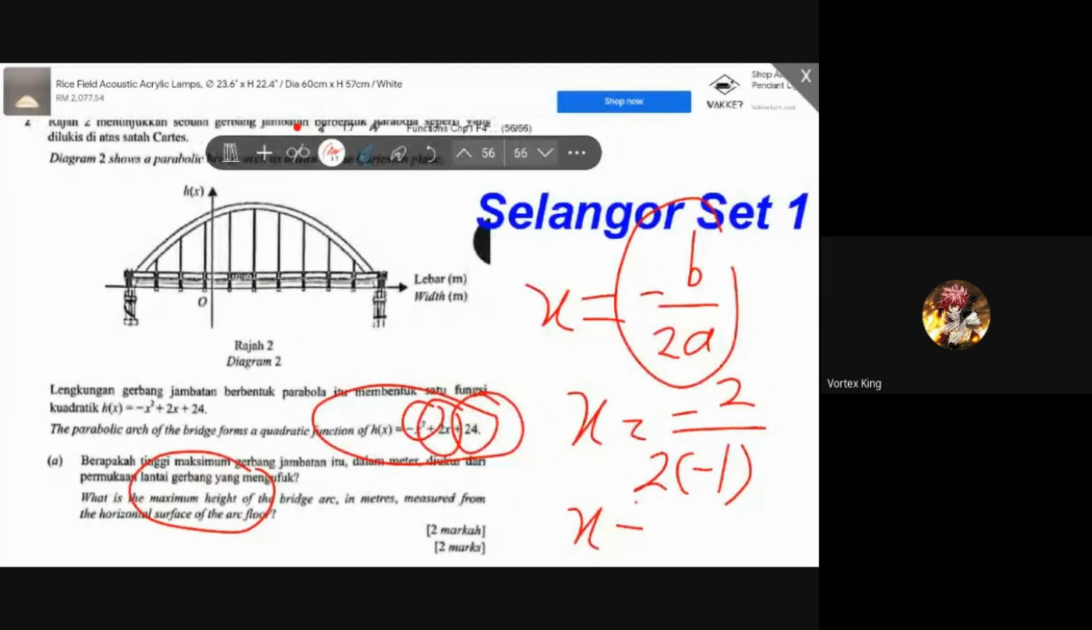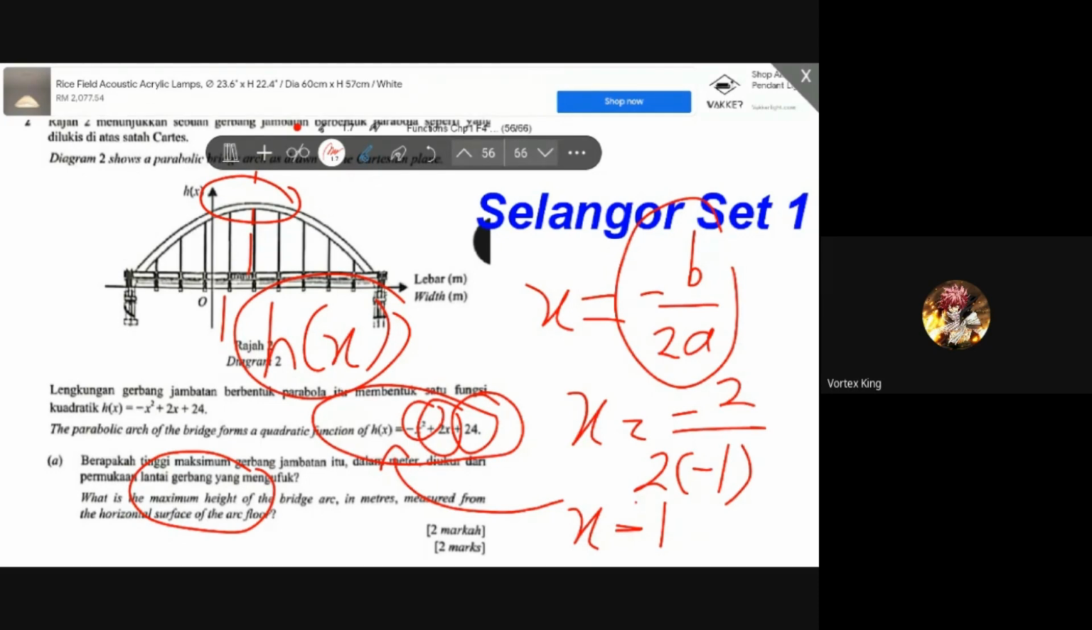So, when you get X sama dengan 1, kamu boleh gantikan X balik dalam persamaan. So, kamu boleh cari nilai HX. So, HX tu akan jadi titik maksimum kau. Sebab, when the axis of symmetry is 1, it will always hit at the maximum point on top here. Paksi dia akan menyentuh titik maksimum. Okay? So, boleh faham konsep? Can you understand the concept? How to solve the question?